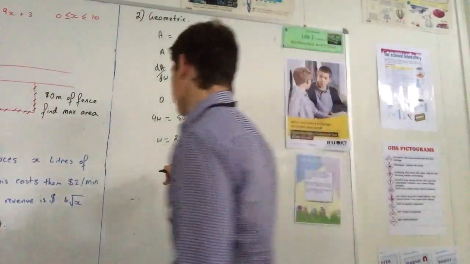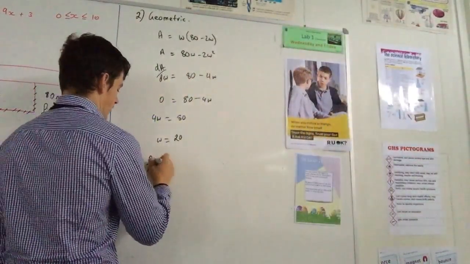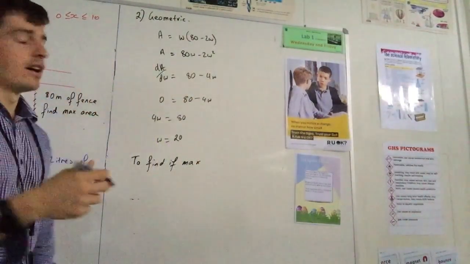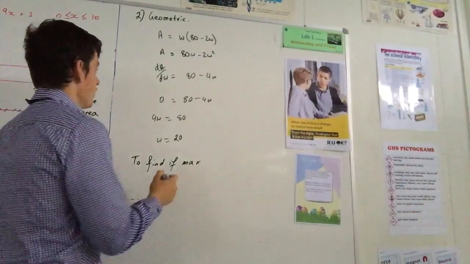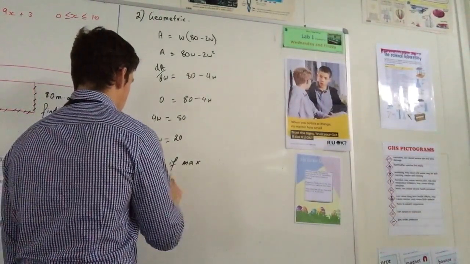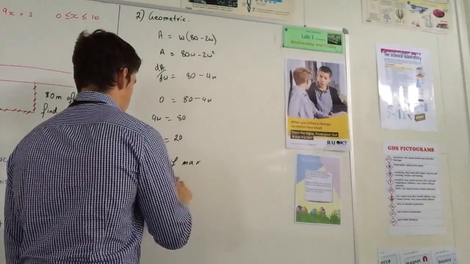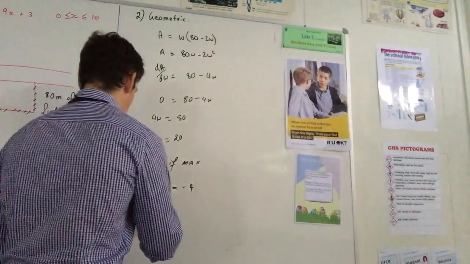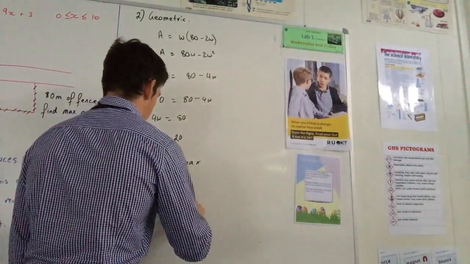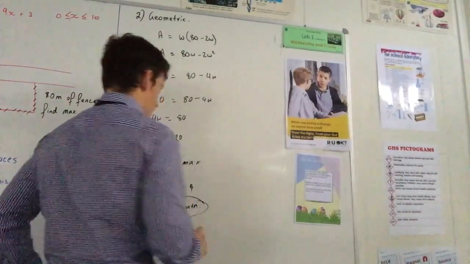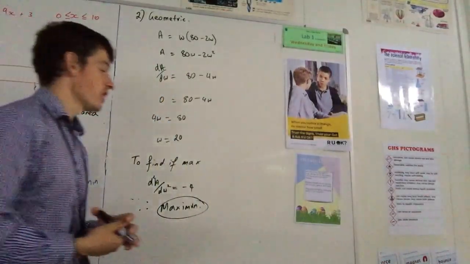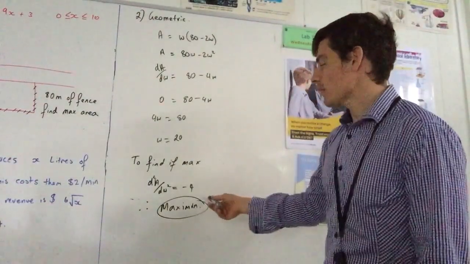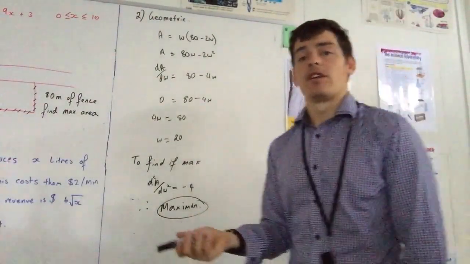So to find if it's a max, I need to use another test. I can use my graphing, or I can use my double derivative. I'm going to use my double derivative because it's easier. d squared A/dw squared equals negative 4. Therefore, we have a max, which is good, that's what we want. We don't have any boundary conditions to check, so we know that we've got a maximum. That's our value for W. Now we need to find our value for A and for length.